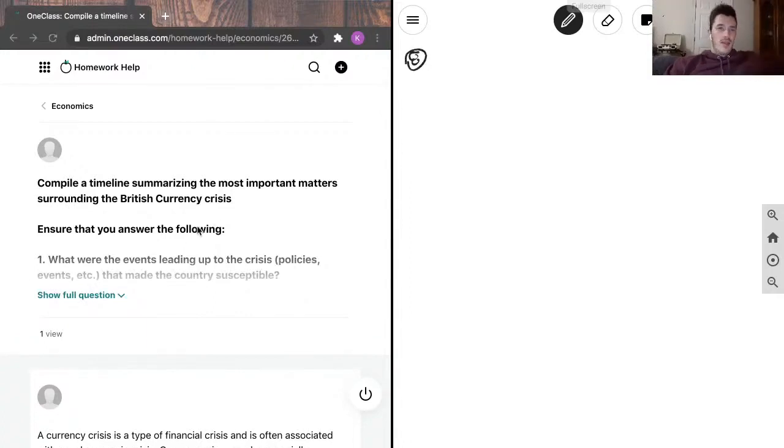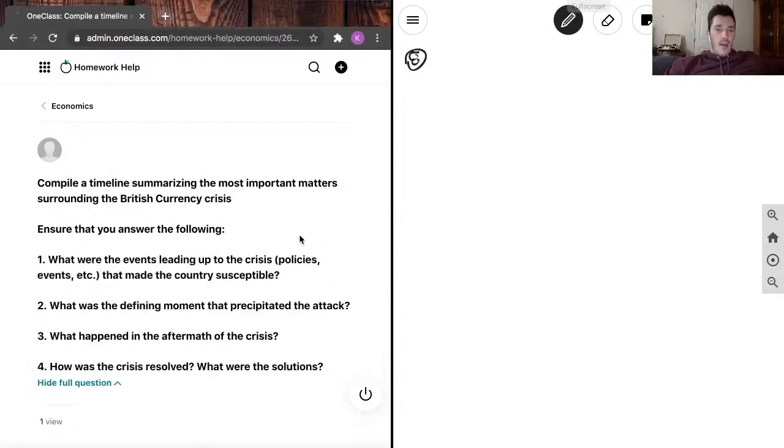Question 8 reads, compile a timeline. Oh, yeah. I don't actually know anything about this question. It just looked interesting, and I'd like to learn about it, so we can learn about it together.